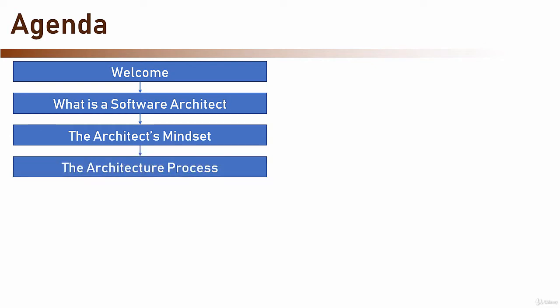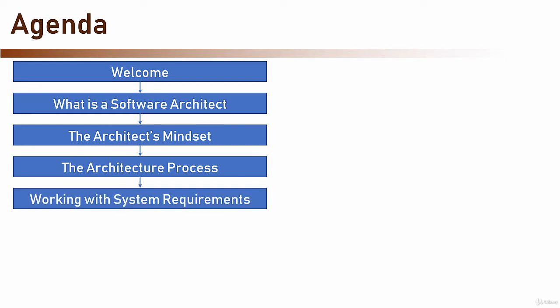The fourth section in this course outlines the architecture process. What are the actual steps the architect should take in order to build a robust yet practical architecture for the system she's working on? The next sections deep dive into this process and detail the specifics of each step. The Working with System Requirements section talks about the importance of fully understanding the system requirements and introduces us to the concept of non-functional requirements.